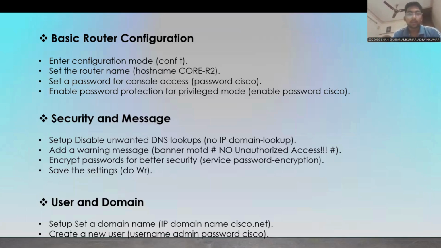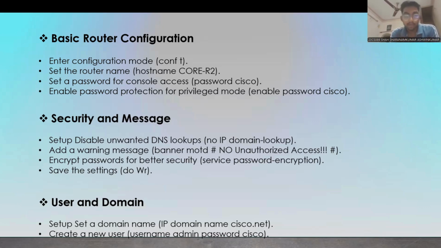Basic router configurations. Enter the configuration mode, set the router name, set the password and console access, enable password protection and privileged mode. Security and message. Disable unwanted DNS lookups, add the warning message, encrypt the password for better security and save the settings.